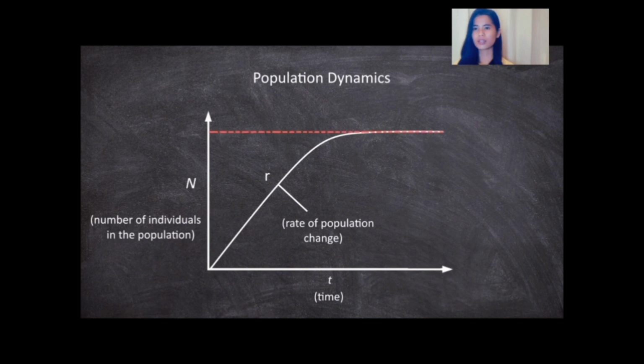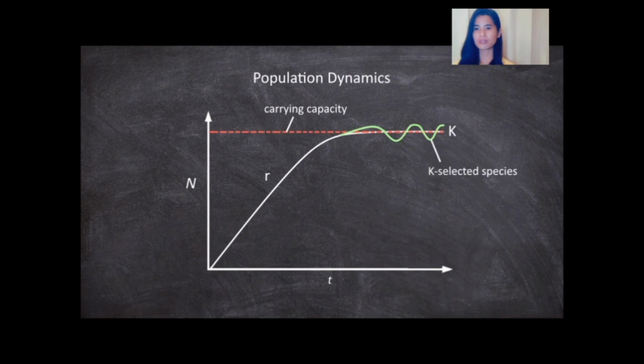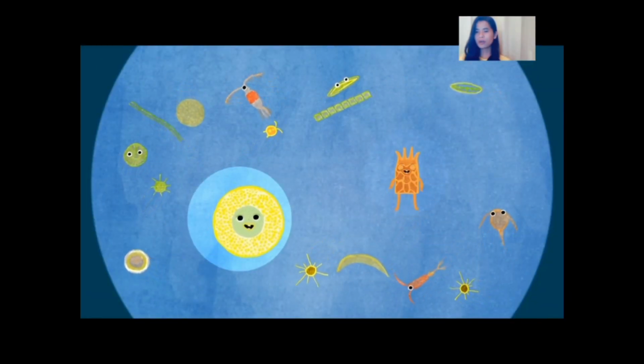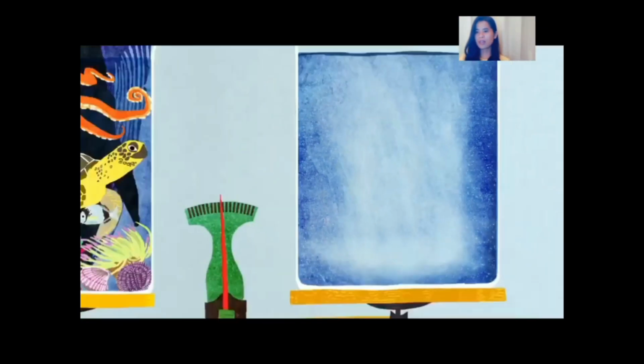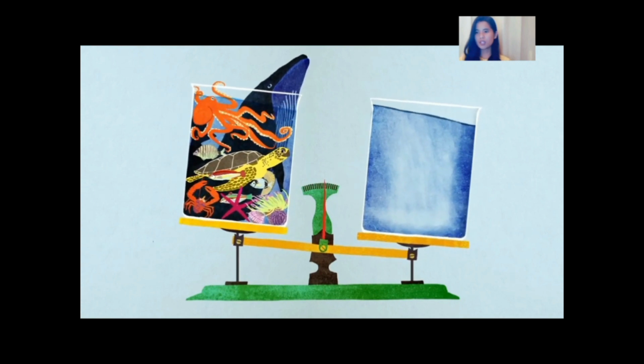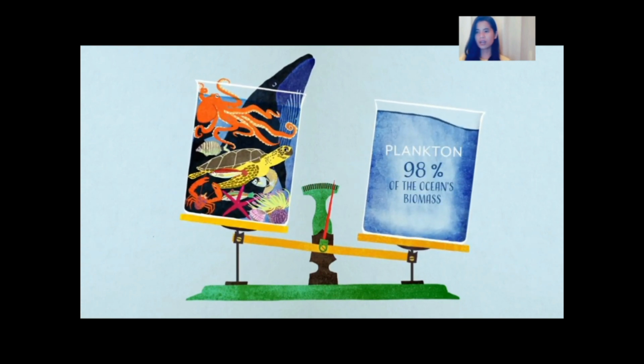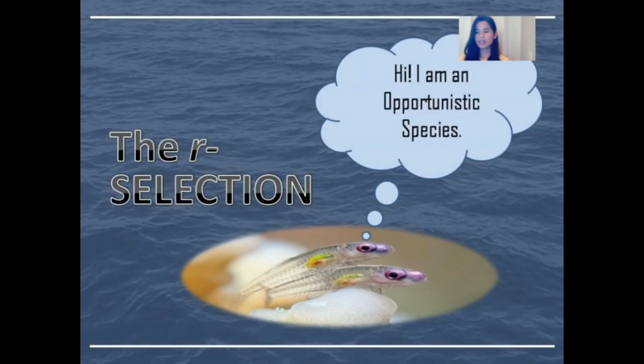Populations that are at or near the carrying capacity of the environment will be influenced by the parameter K, and populations that are kept at low densities by either abiotic or biotic environmental factors are influenced largely by the parameter R. Later on, we will discuss the differences between R-selected species and K-selected species in their characteristics. But before that, let us go first with the R-selection species.